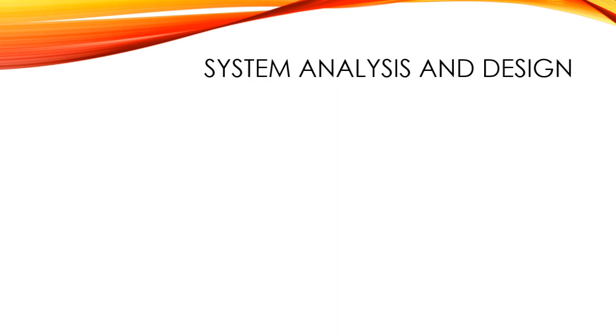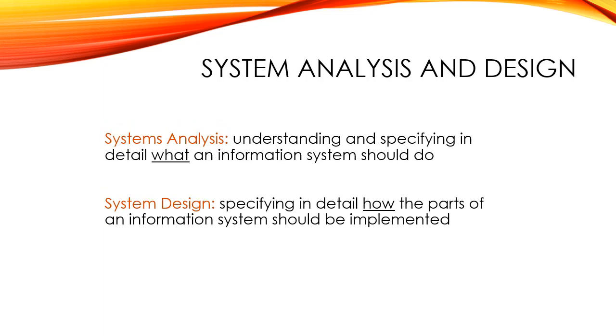We shall start by defining system analysis and system design. System analysis is understanding and specifying in detail what an information system should do. System design is specifying in detail how the parts of an information system should be implemented. Therefore, the difference between system analysis and system design is that system analysis is about what an information system should do, but design is how the parts of the system should be implemented.